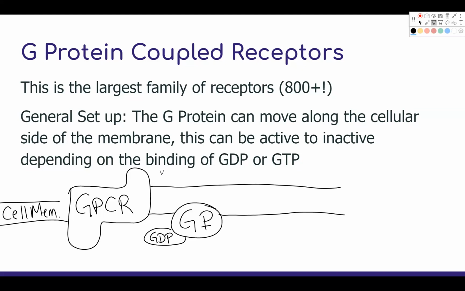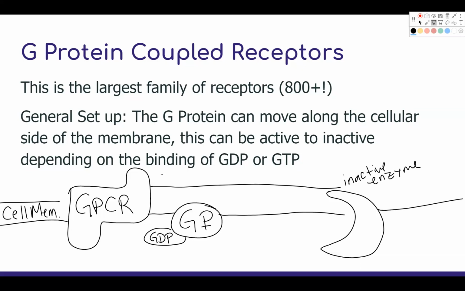We've also got one more player in here, and that is this enzyme. We're going to make it like a little Pac-Man. This is an inactive enzyme. We're just going to finish off this membrane too. This is our general setup. This is kind of the default state when nothing's going on. Our G protein is inactive, our G protein coupled receptor is inactive, and our enzyme is inactive.